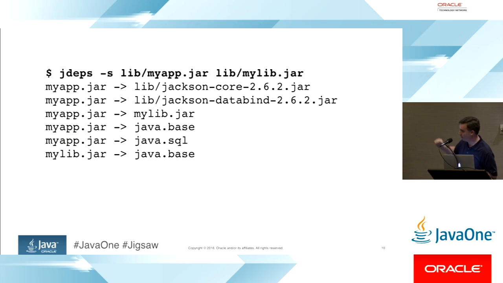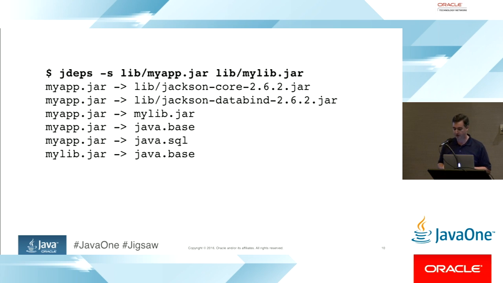Here are the results of running jdeps on myapp.jar and mylib.jar. The classes of myapp.jar make use of classes in Jackson core and Jackson databind, and of course in mylib.jar, that's the helper. Plus, myapp.jar uses classes from the java.base module. I'm pretty sure java.lang.Object is among them, since that's down in base, and String is another one. And for the sake of argument, it uses java.sql as well.